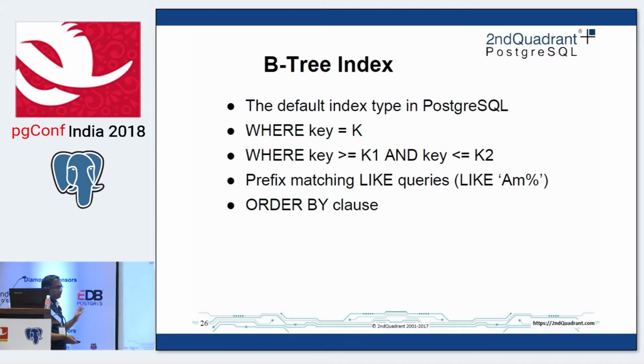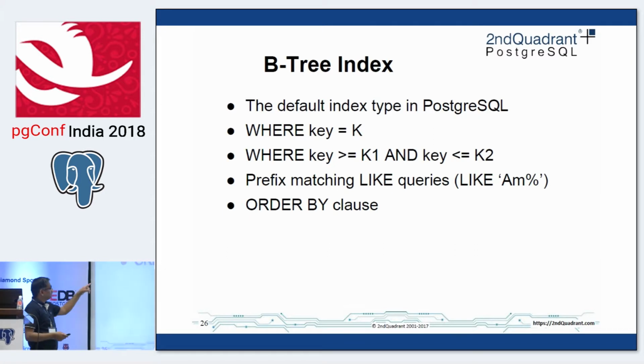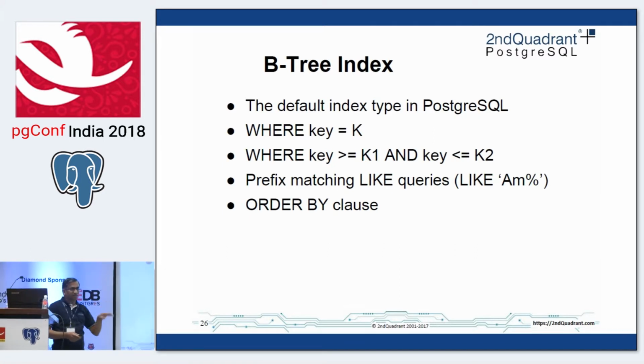So yeah, Btree is the default index type. It's pretty useful for equality queries where you are saying some key equals k. It is pretty useful for range queries. It is also very useful for prefix matching queries, since the index tuples are sorted that way. You can, for example, do like 'am%'. It will find all the index tuples which start with 'am' and collect all those rows. And as you rightly said, if there are order by clauses, Btree indexes are quite useful for serving those queries.